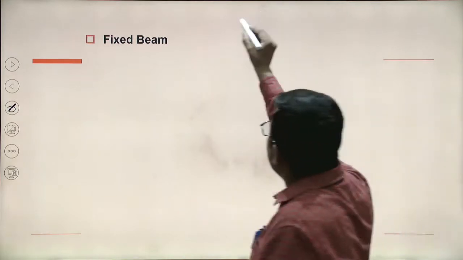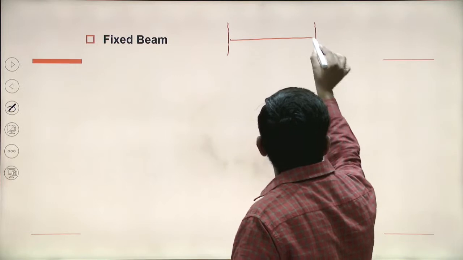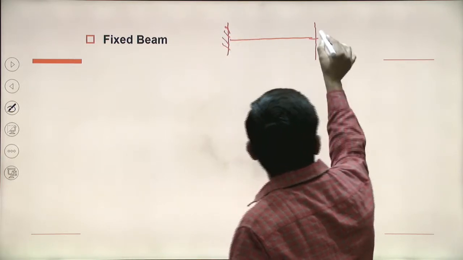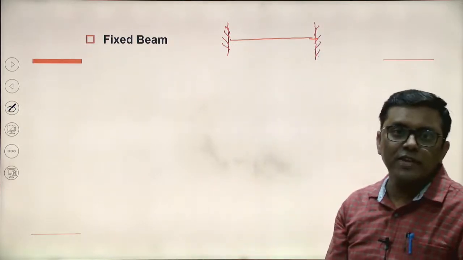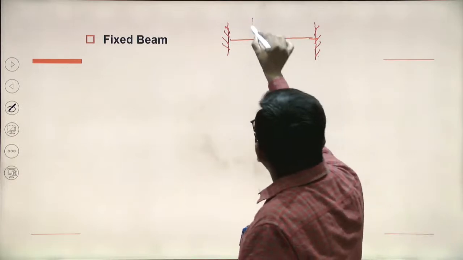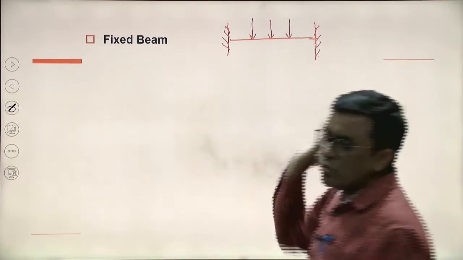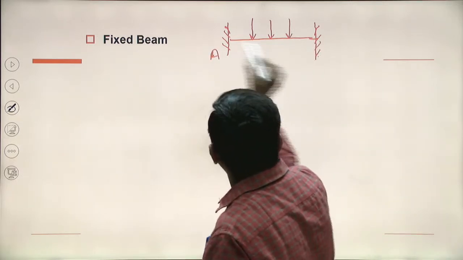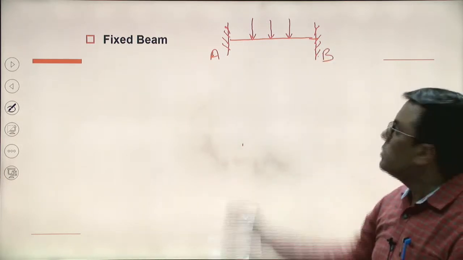Fixed beam. If the beam is fixed from both ends, then the load can be of any kind. I am putting only the point load, but don't bother that only the point load will be there with this. No, it is not like this. Okay, so A and B, these are the loads.